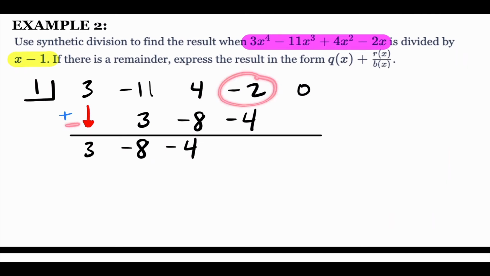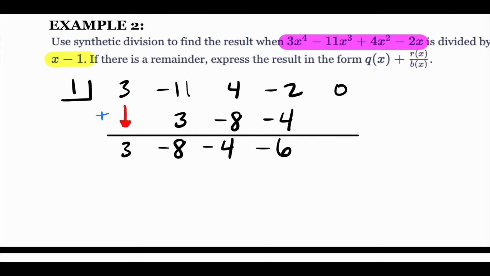Negative 2 plus negative 4, negative 6. One more time. Negative 6 times 1, negative 6. And I stopped there because I ran out of numbers on top. 0 plus a negative 6 is negative 6.